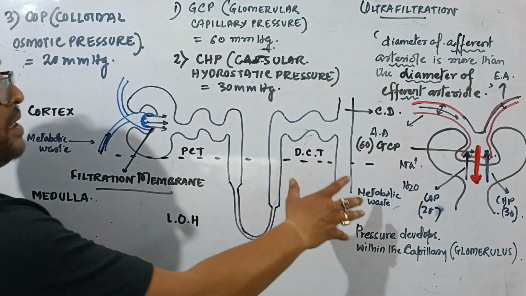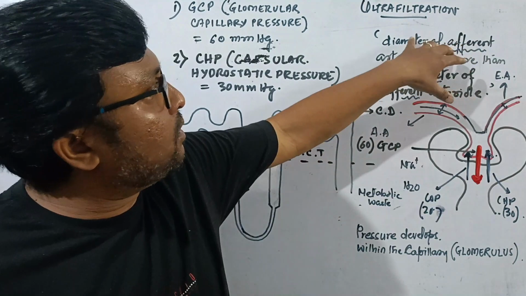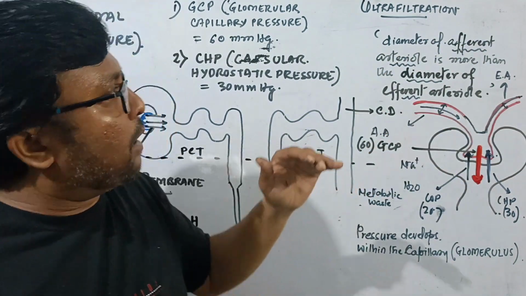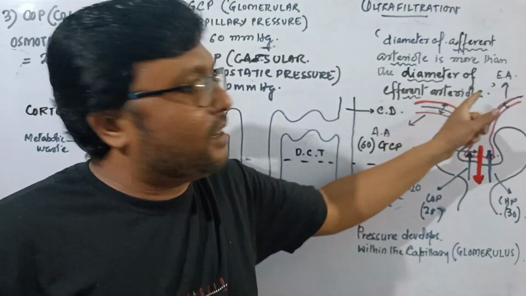So as we can see, আবার বলছি আরেকবার দেখে নেবে ফাইনালি, সেটা হচ্ছে যে due to, as we can see, the diameter of afferent arteriole is more than the diameter of efferent arteriole.